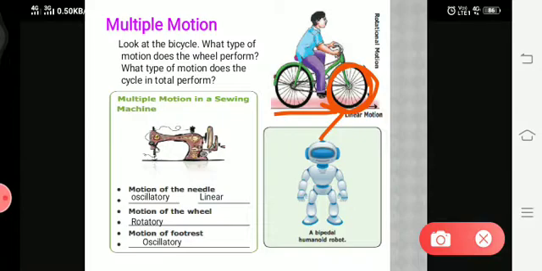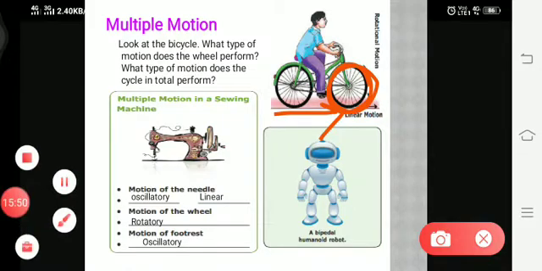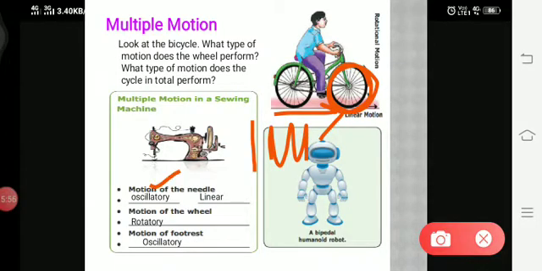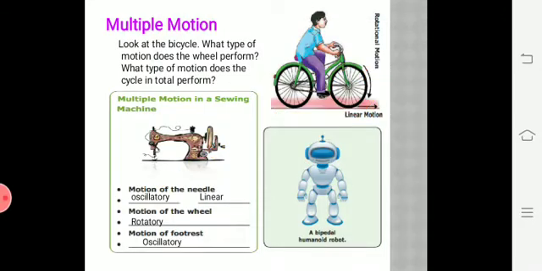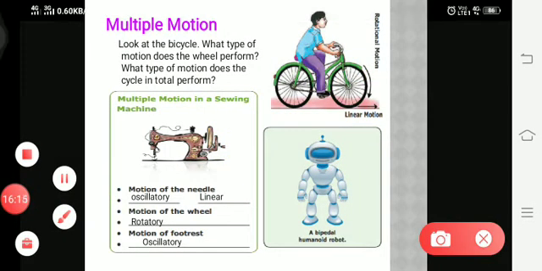Consider the sewing machine. Okay, in the sewing machine, the needle will be going up and down. So it is an example of oscillatory motion. And while you are stitching the cloth, it will be going in a linear way. So that is called linear motion. The motion of the needle is both oscillatory and linear in a sewing machine. What about this wheel? Okay, there is a wheel here in the sewing machine. That is an example of rotatory motion.